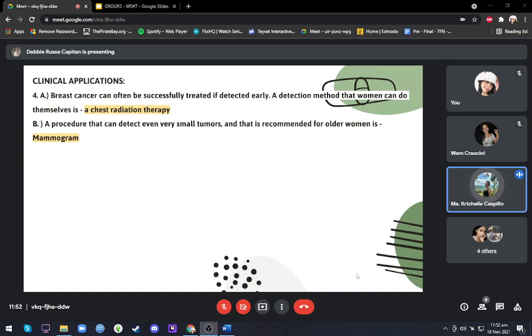Breast cancer can often be successfully treated if detected in the early stages. A procedure that can detect even very small tumors and that is recommended for older women is a mammogram.